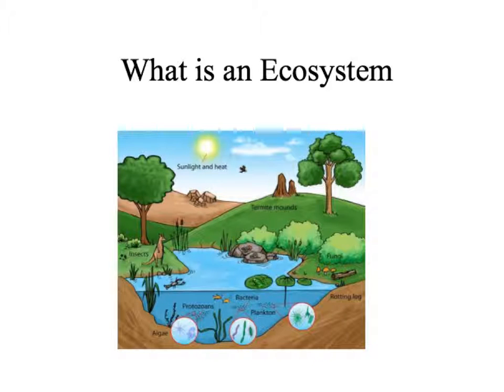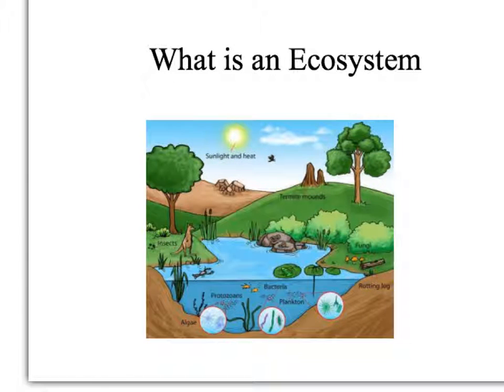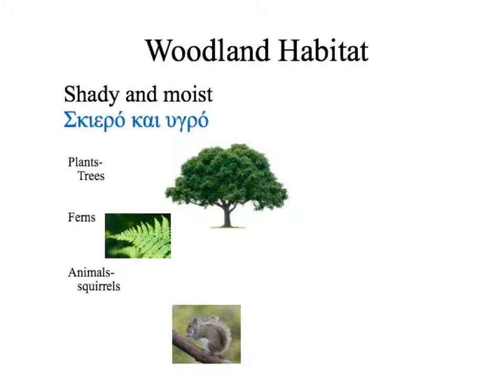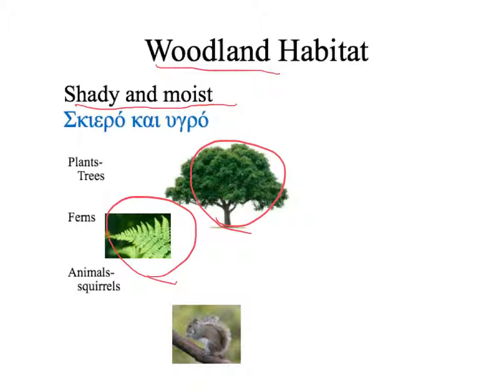What is an ecosystem? The ecosystem is made of many different habitats. One habitat is the woodland habitat. This habitat is shady and moist. It contains trees and ferns and animals such as squirrels.